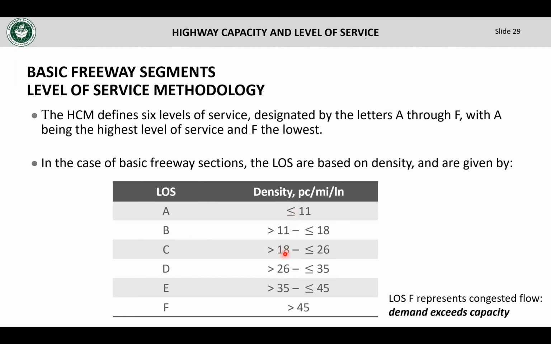Same thing here, if it's 18, it's level of service B. If it's 18.01, it's level of service C. So up to 26, it would be level of service C, and so on, right? So the defining characteristic for level of service F is a density that is greater than 45 passenger cars per mile per lane. And like I mentioned before, that represents congested flow conditions where demand exceeds capacity.